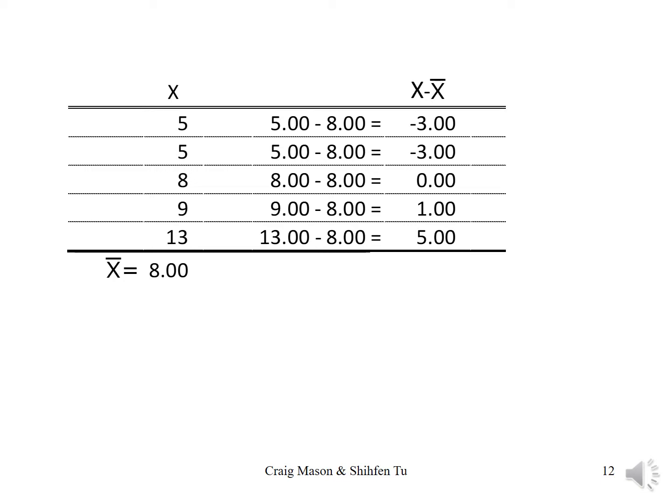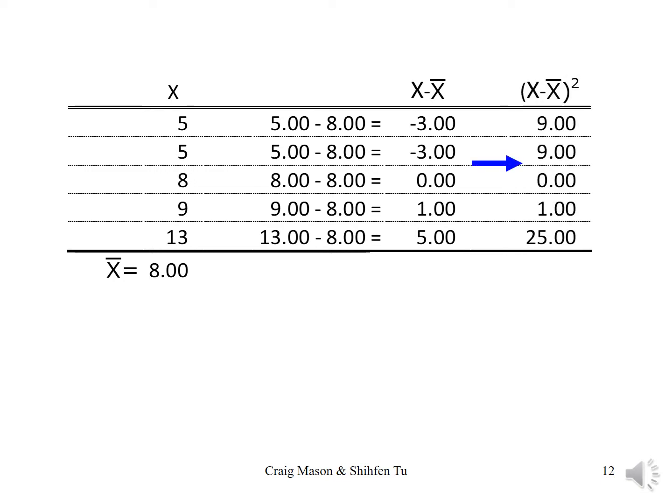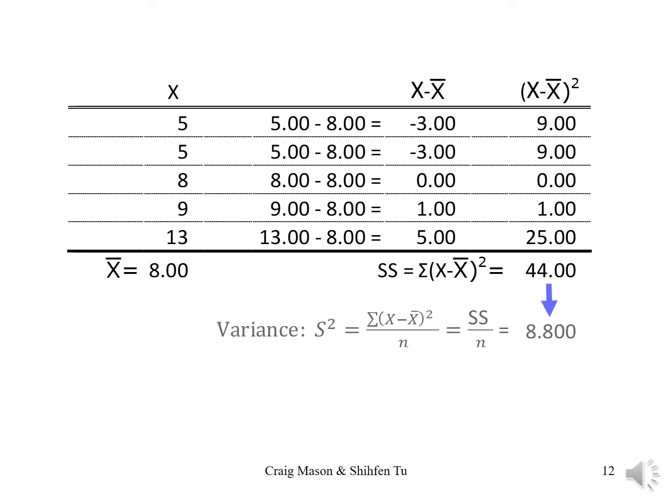We square these deviations from the mean to get our squared deviations from the mean, which are 9, 9, 0, 1, and 25. We then add these up to get our sum of squares, which is 44. Think of that again as reflecting the total variability in our sample. We divide by n in order to get the variance, s squared, which we can think of as reflecting the average variability in our sample. So the variance is the sum of squares 44 divided by n, 5, or 8.8.